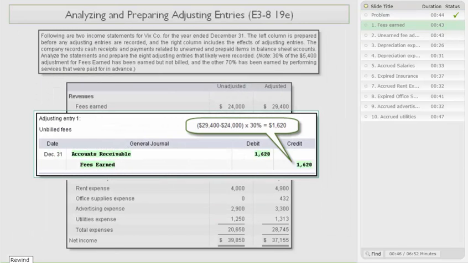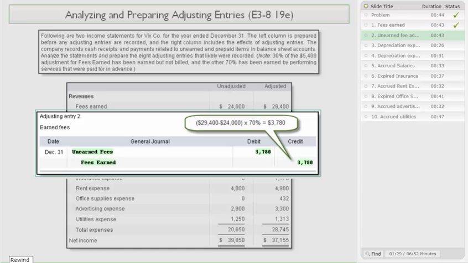Our first adjusting entry to record reflects the 30% of the $5,400 change in fees earned that was earned but not billed. So what you see on the screen here is that entry where we debit accounts receivable for $1,620 and credit fees earned. And what this entry does is it records the 30% of the $5,400 change in fees earned from unadjusted to adjusted that represents fees earned that were earned but weren't yet billed. And you see the calculation of how we derive the $1,620 appearing in the bubble.